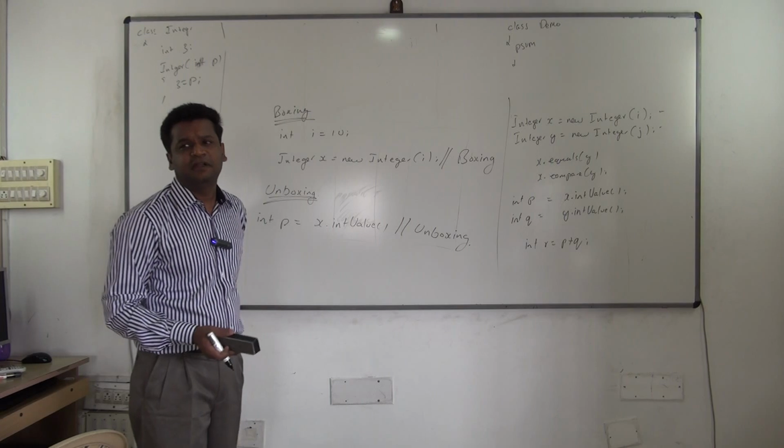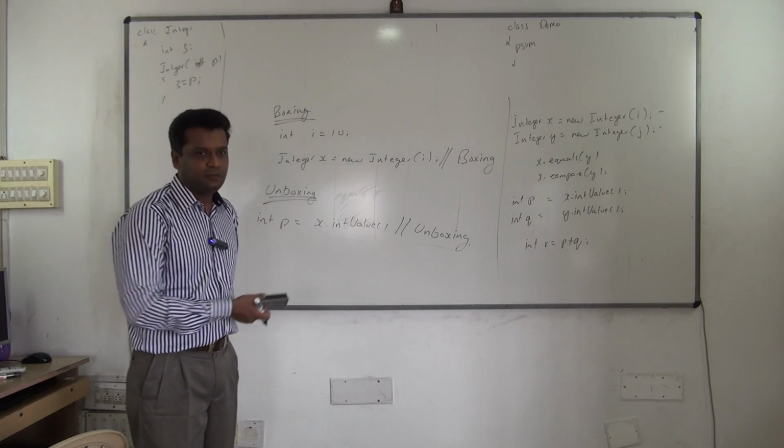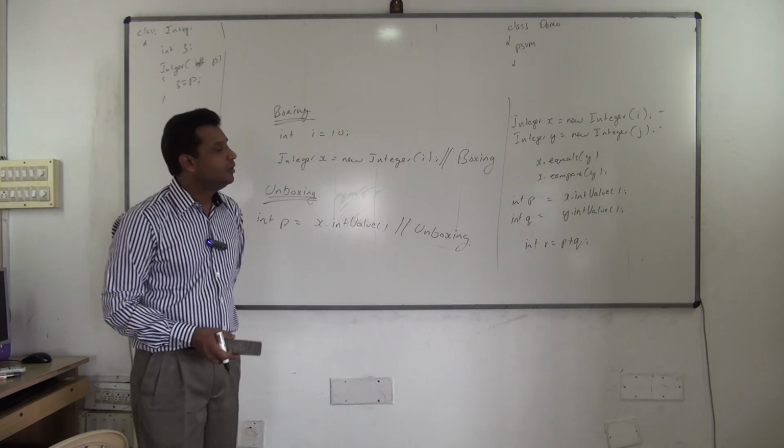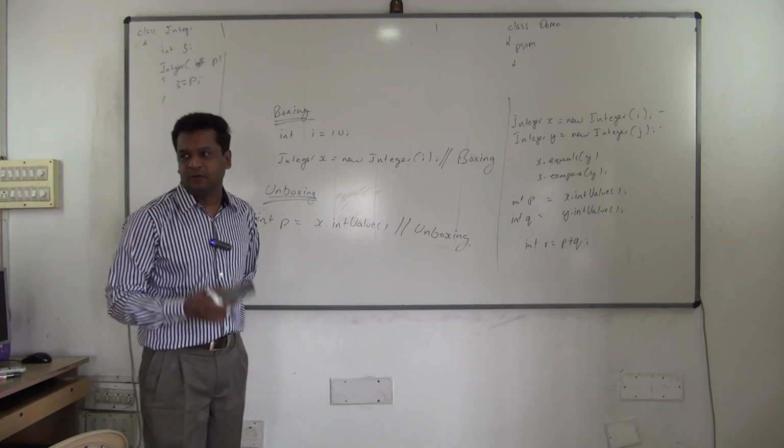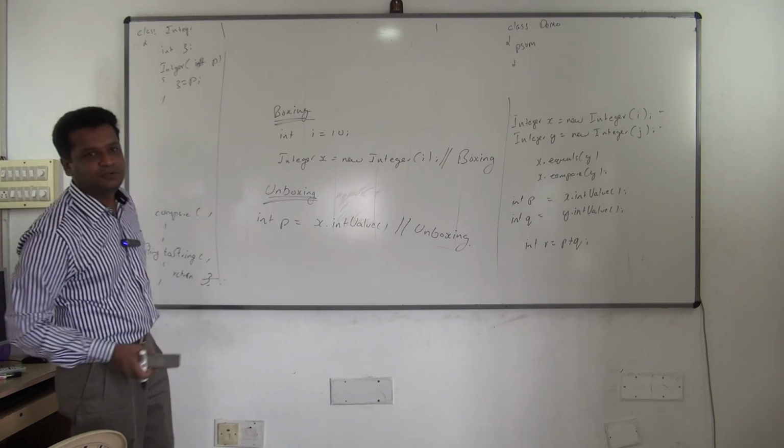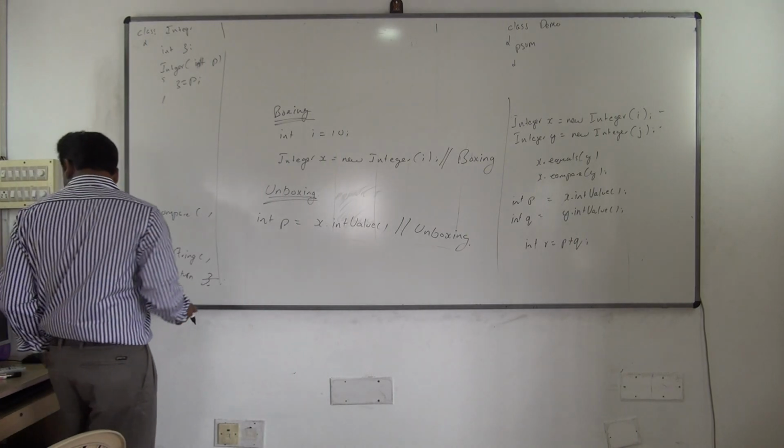So there are plenty of advantages of converting primitives to objects. One by one I'll show you some examples. Still more, we'll start studying about all these wrapper classes. So first I'll type and show you all this, and then we'll continue with the other things. Okay.